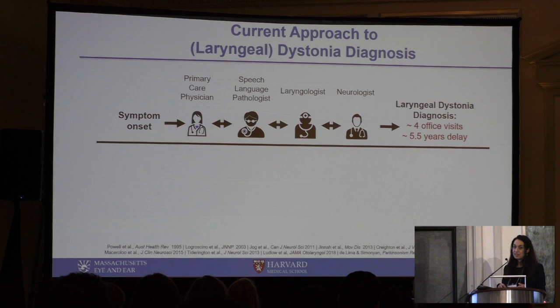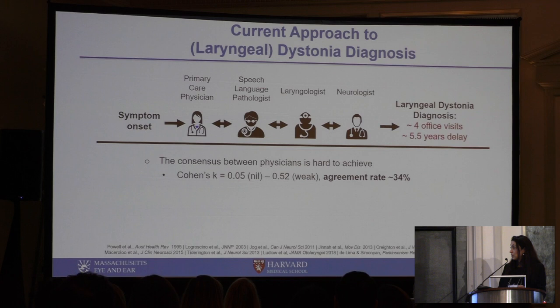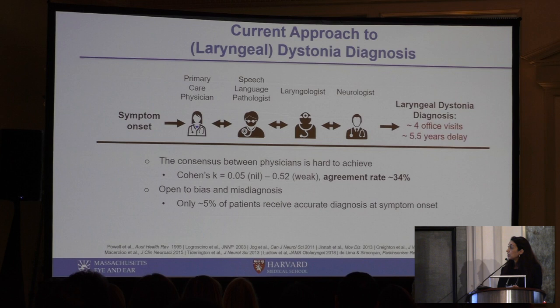For example, in some other focal forms of dystonia, like writer's cramp, the delays may be up to 10 years. Not that that's great, but just to put it into perspective. The consensus between physicians is hard to achieve. A recent study has shown that the agreement between expert clinicians is as low as 34%, which is below chance, and chance is 50%. This approach is open to bias and misdiagnosis, with estimates that only about 5% of patients receive an accurate diagnosis at symptom onset.